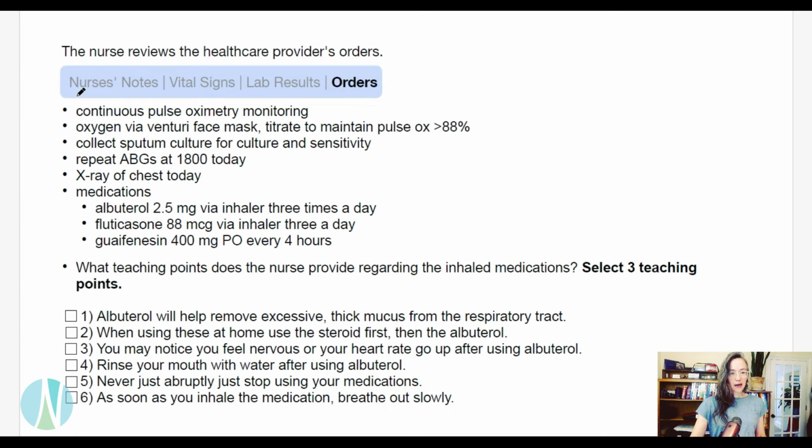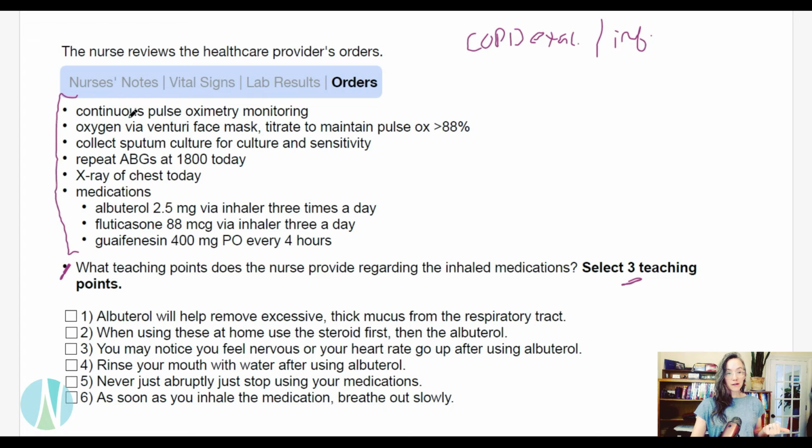All right, so now you can see that we have some orders here, and then you're going to do some teaching points, and you have to pick 3 answers. So let's not forget what was wrong with the patient. Well, they have COPD exacerbation, and they had possibly an infection brewing. The nurse reviews the healthcare provider's orders. Continuous pulse ox monitoring. And remember, you picked that answer. So you might see some answers here in the orders that you picked or maybe didn't pick. Don't freak out if you accidentally forgot to pick some answers, or you just didn't pick them and you're seeing them here, or maybe you picked too many. Just be comfortable in the fact that you get partial credit.